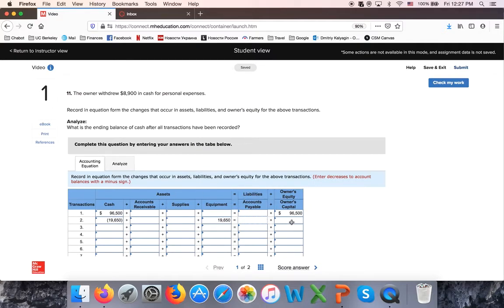Zero. So do I need to put anything on the right side? Nada. Is my equation in balance? Yes. Assets have not changed. I redistributed the assets. I took out from cash and put it in equipment, but my total assets have not changed. I hope it makes sense. So make sure you understand this transaction.